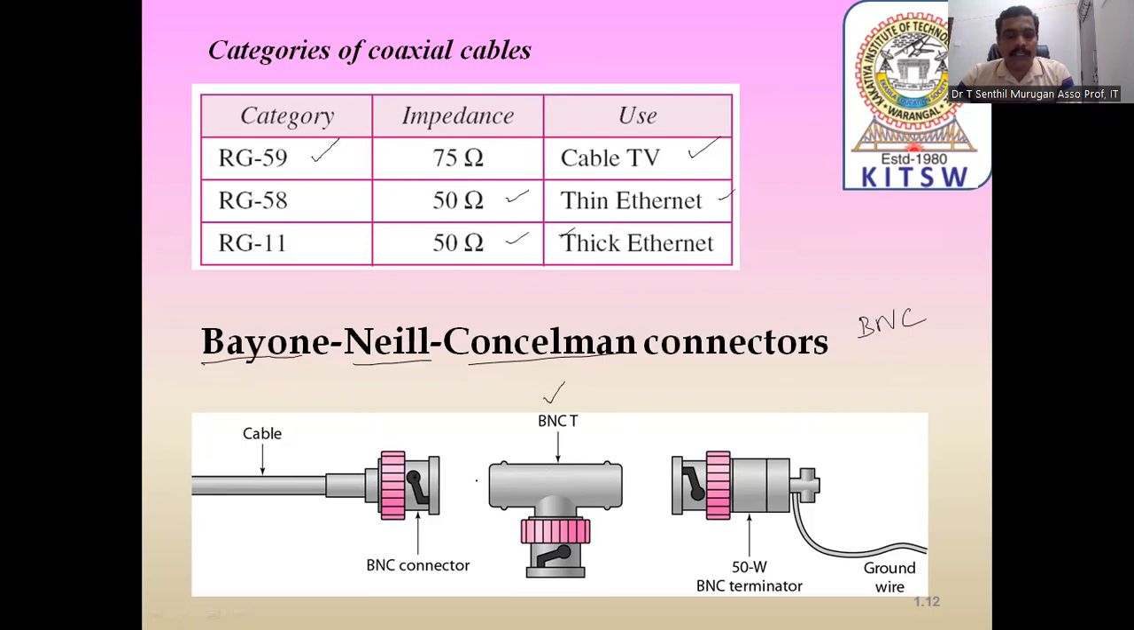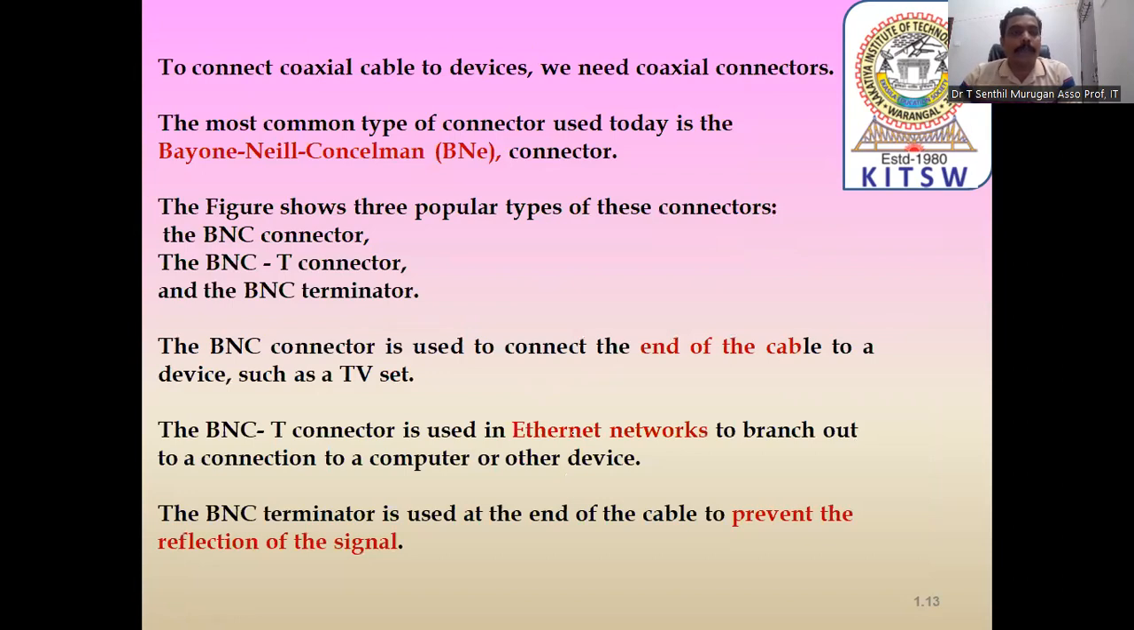It is used for connecting two cables to a device. And this is the BNC terminator. This terminator has a ground wire also. It is used for 50 watts maximum. So these are the connectors used for coaxial cable. Now we have discussed the BNC connector and BNC terminator. The BNC terminator is for the end of the cable to connect the devices.